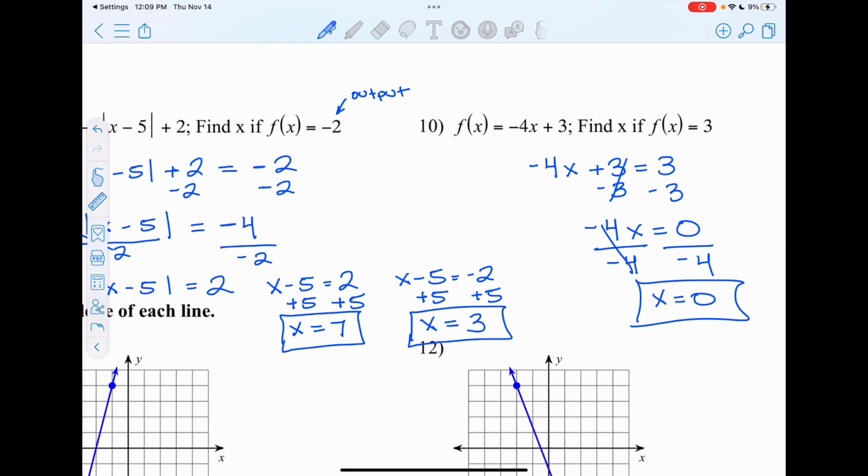So please make sure you know the difference between an input and an output. If the value is inside the parentheses, you are plugging it in for x. And if the value is outside of the parentheses, that is your answer.